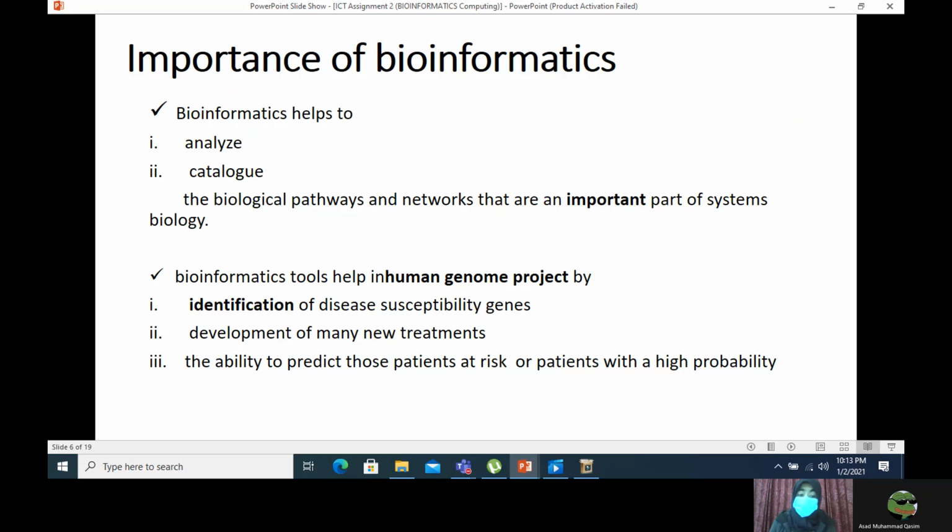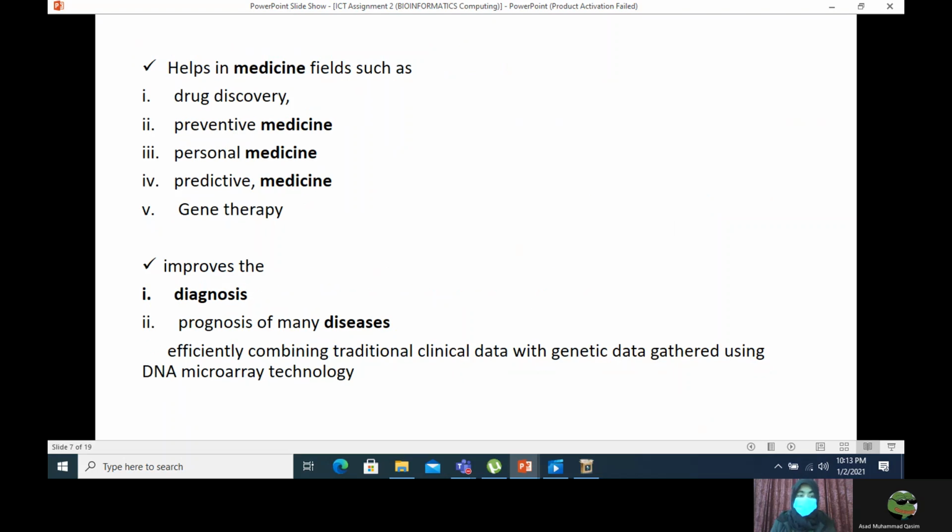They can also predict those patients at high risk of that disease. It can also help in the field of medicine, as it can produce drugs: personal medicine for a specific person or a specific purpose, predictive medicine to predict, and gene therapy, which can also be called gene expression. It improves the diagnosis and prognosis of many diseases.